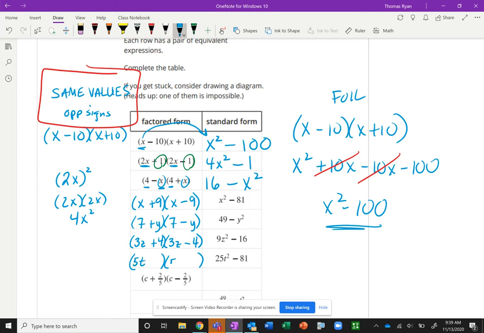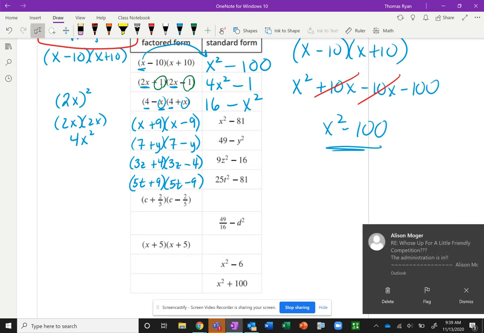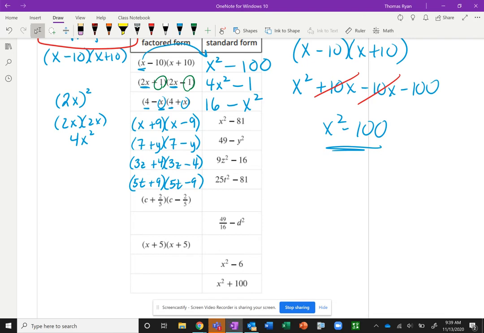So we have 5t, 9 and 9, 1 plus, 1 minus. We got fractions. So what? Who cares? It still follows the same pattern, same values, different sign.